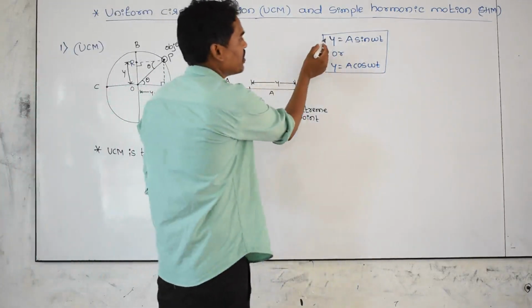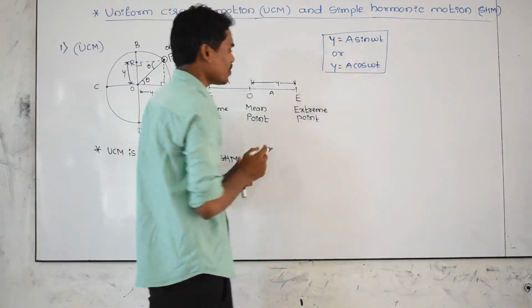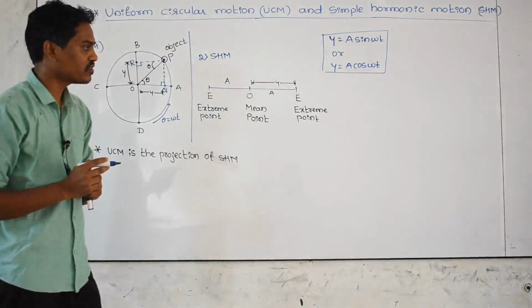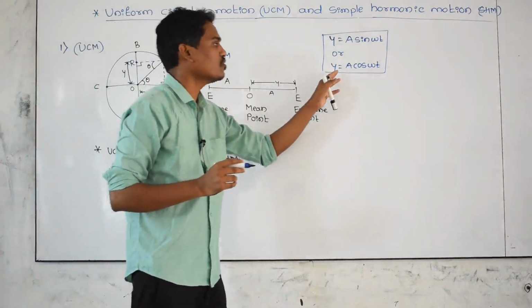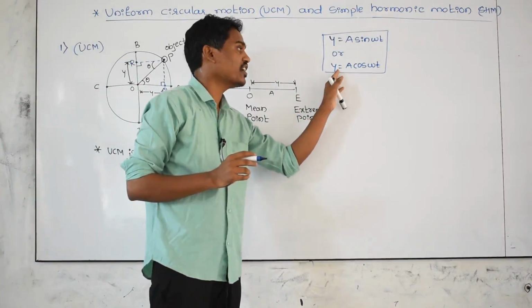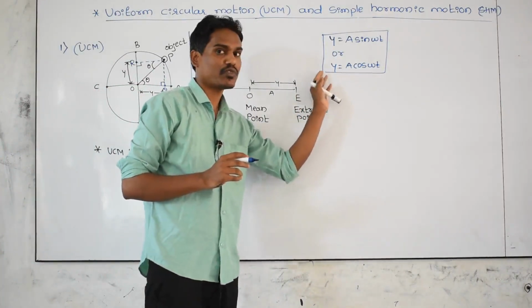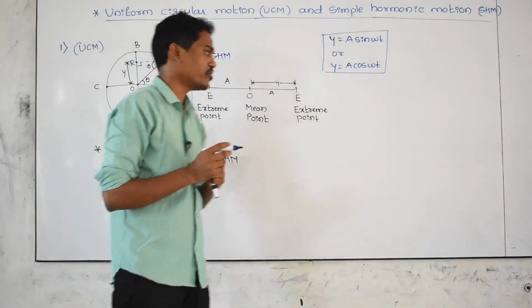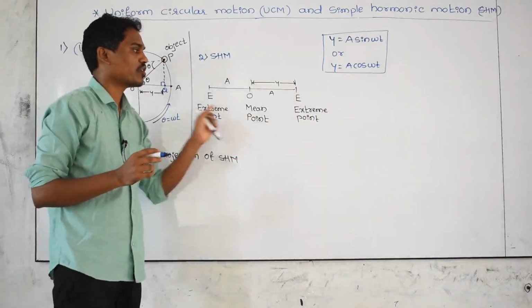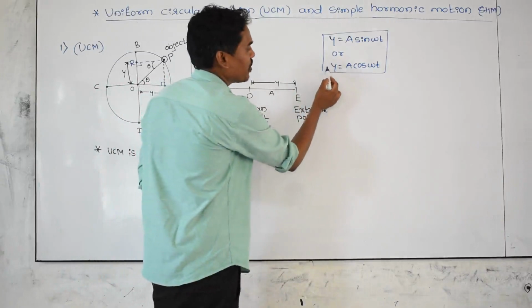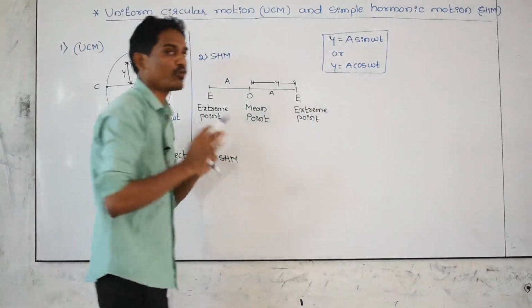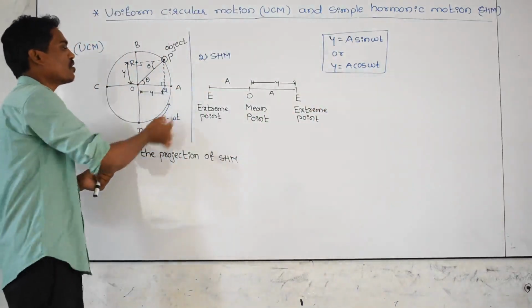In the equation, y is the displacement of the object in simple harmonic motion from the mean point, and here also y indicates the displacement of the object from the mean position. From which motion? That is in simple harmonic motion. But in order to find the displacement of the object in simple harmonic motion, we are going to take the help of circular motion.